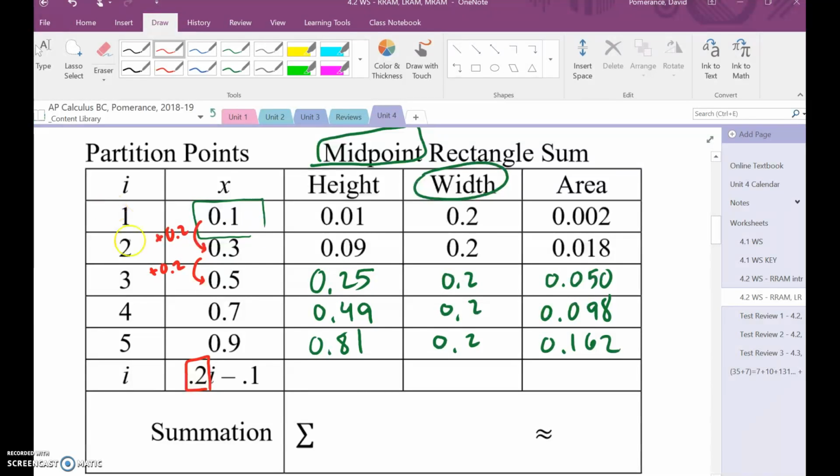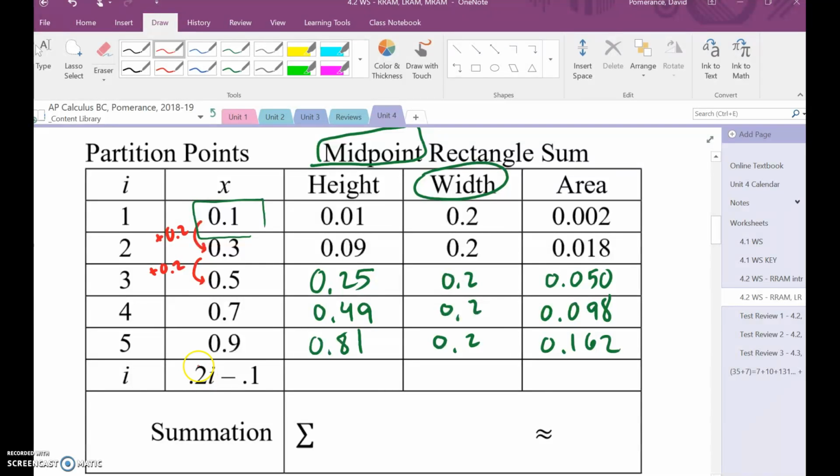But if i equals 1, we don't get 0.2 times 1. We get 0.2 times 1 adjusted by an amount. We're going to subtract 0.1 to get this down to the 0.1. So we can test this for each value. Try to plug in 1 for i, plug 2 in for i, plug 3 in for i. And each time we're going to get these x values over here. So this is just turning this arithmetic sequence into an equation.